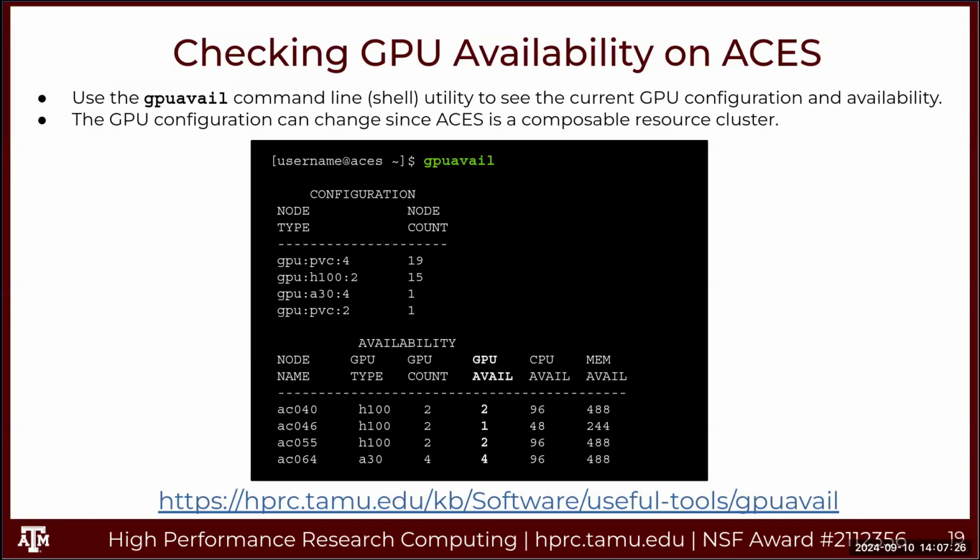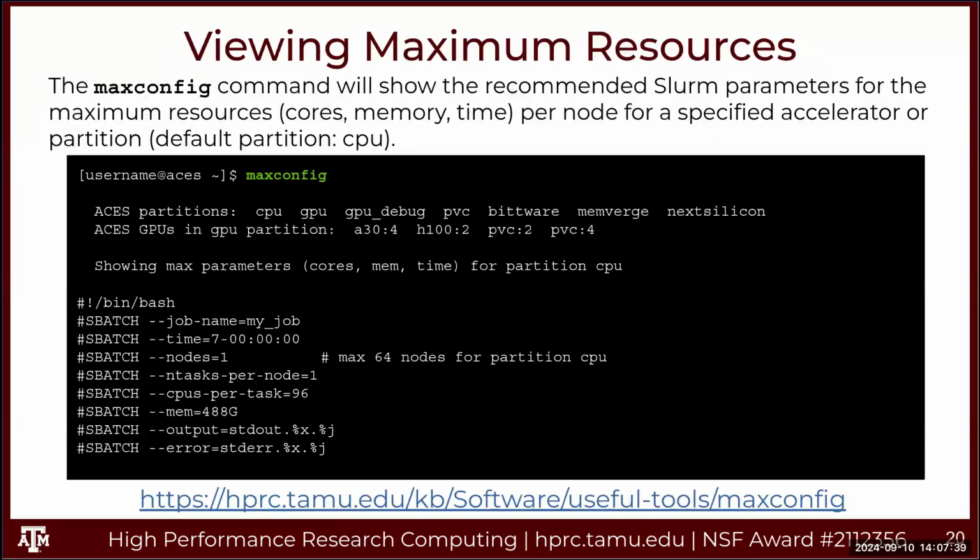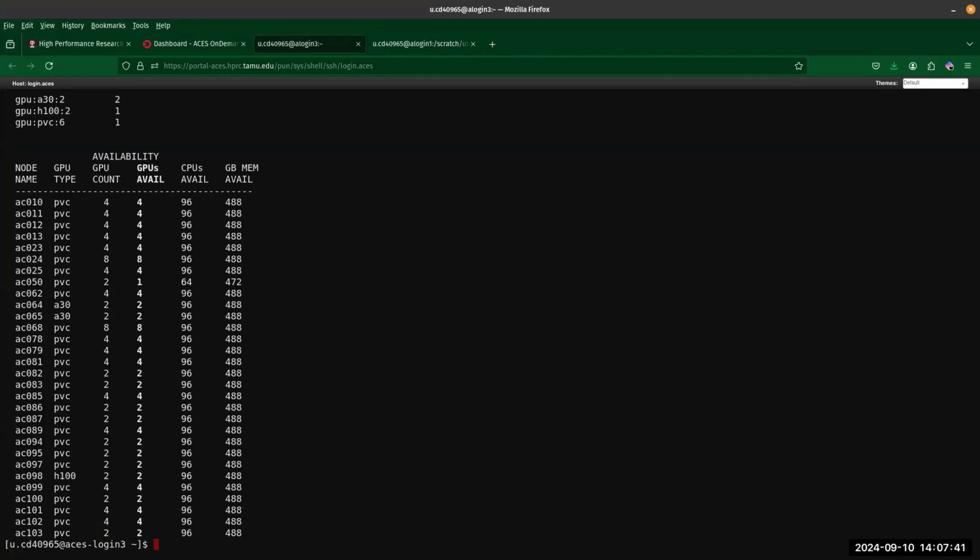Okay, so that's useful if you want to run on an H100. If you want a job using an H100 but can use an A30, and there are no H100s available but there's an A30 available, then you can reconfigure your job script before you submit it.